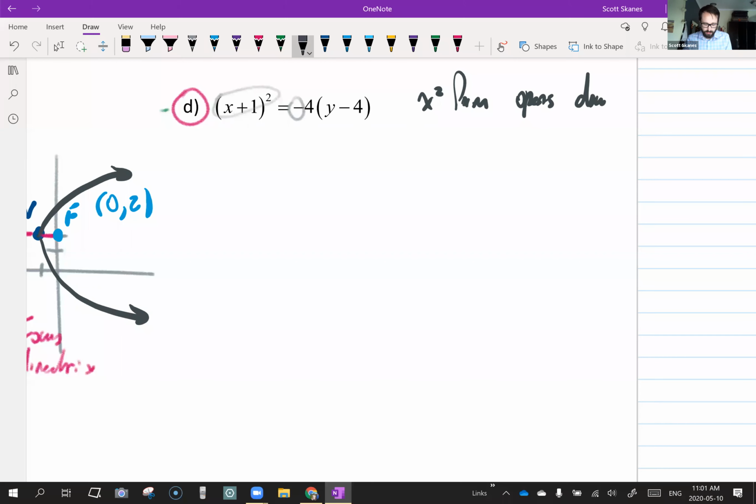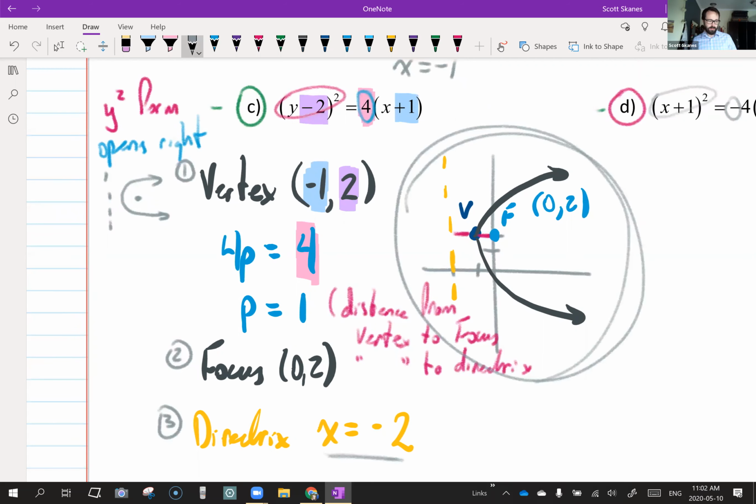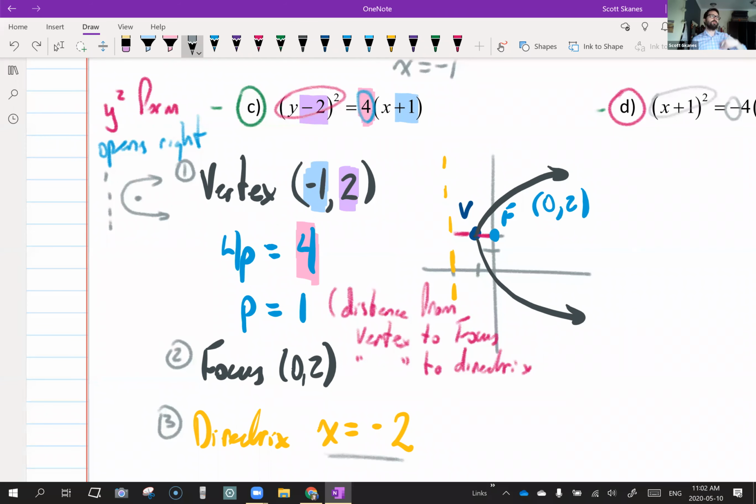So I like to make a little sketch here because it reminds me what I'm trying to go for. I know that my vertex is here. I know that my focus is going to be here, and the directrix is the same distance, but on the other side. And by the way, if I look back at my previous example, I made a little sketch over here. You can see that even though it wasn't accurate, it is the same as what I got in the end. So at least I knew where I was going with this.